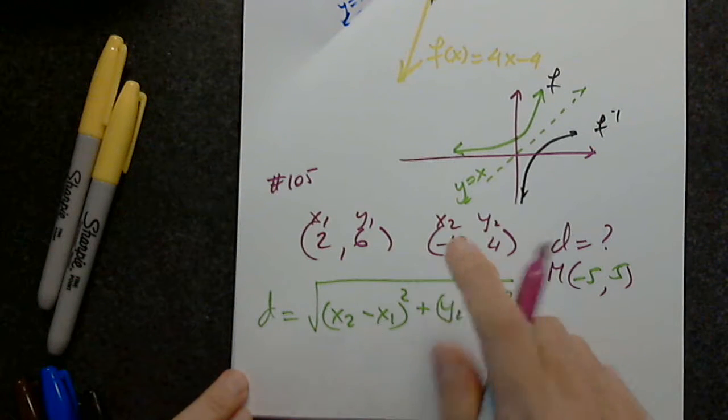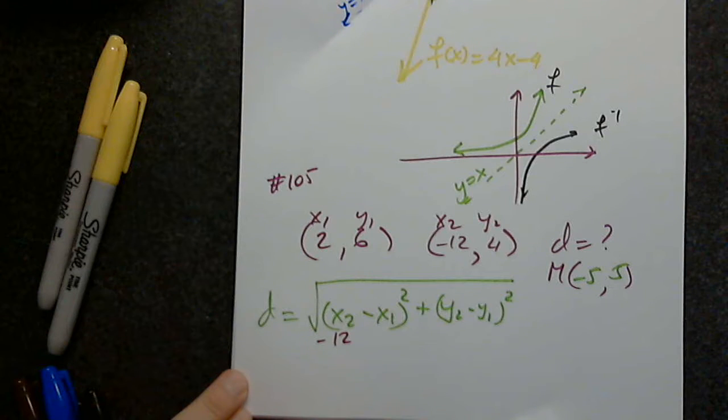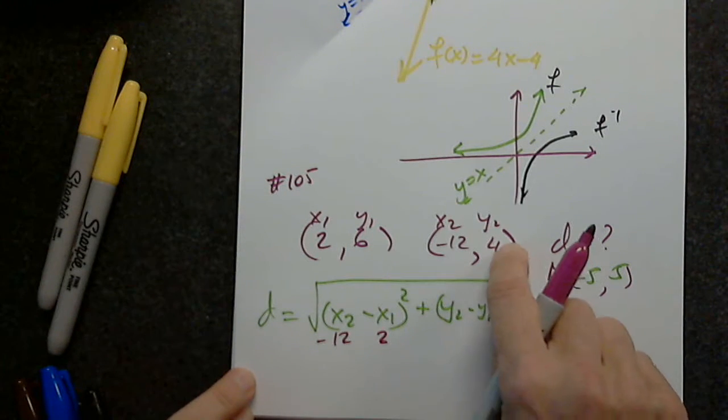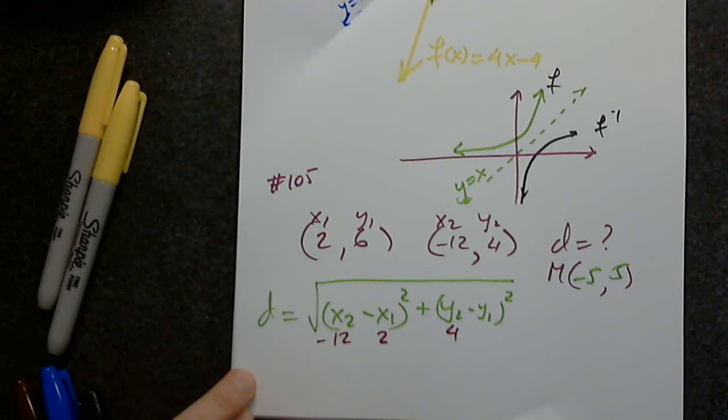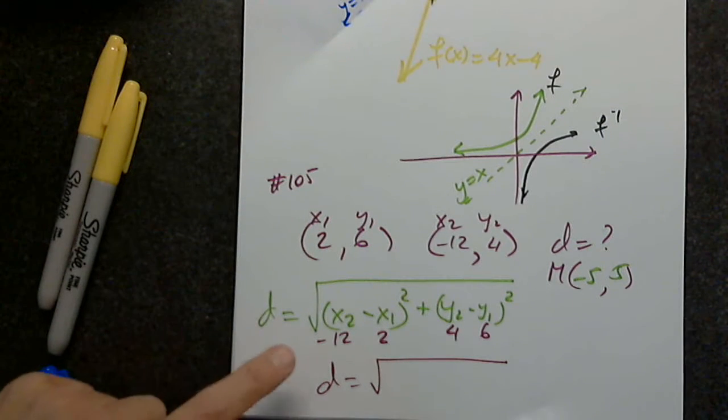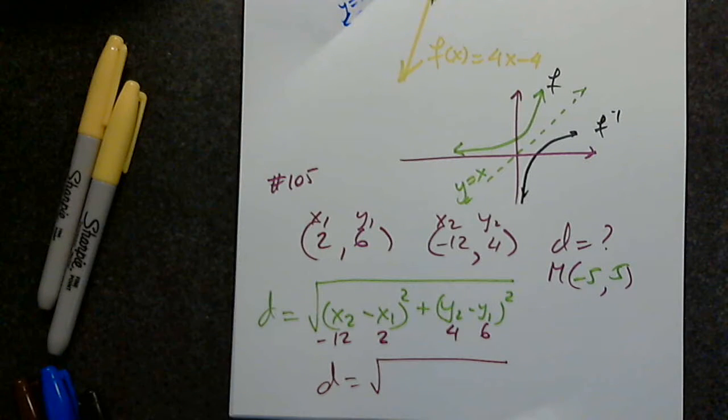So this is my x2, I write negative 12. This is my x1, I write 2. This is my y2, I write 4. This is my y1, and I write 6. And now I try to perform the calculations. Negative 12 minus 2 is negative 14. Negative 14 squared. And I better get a positive number, so just square 14.